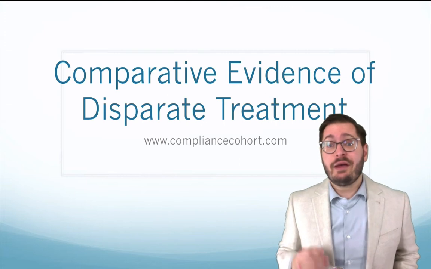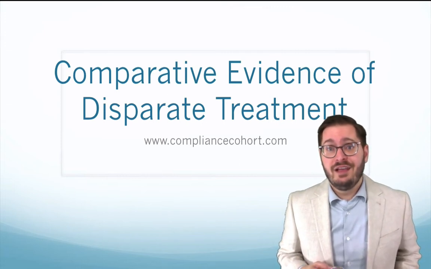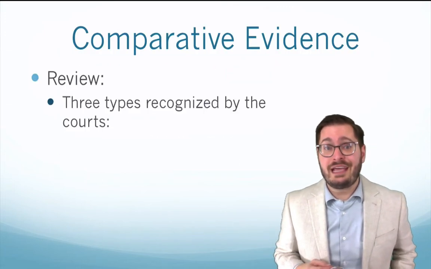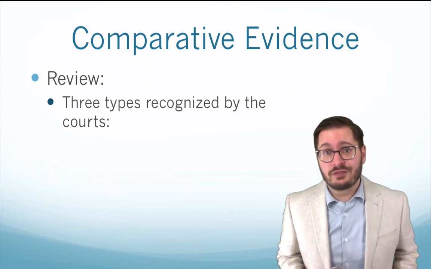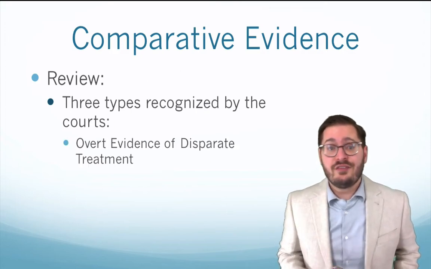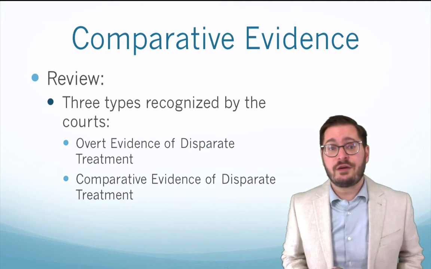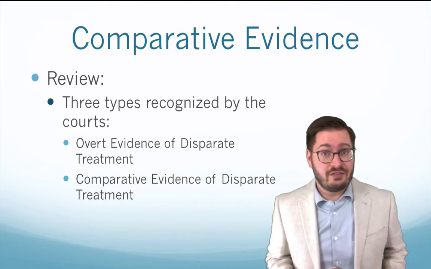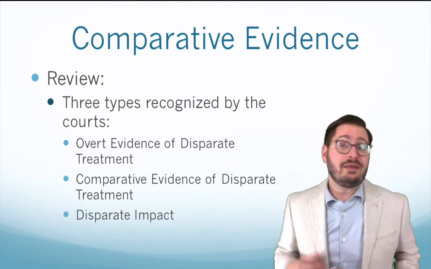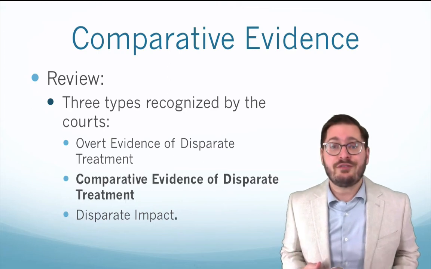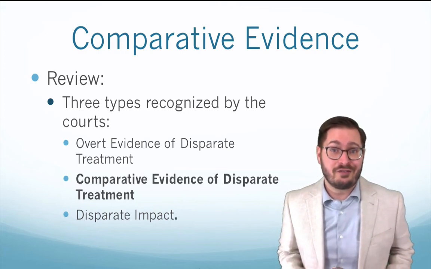Today's topic is comparative evidence of disparate treatment. This is one type of discrimination that is recognized by the courts. There are in fact three types. The first type is overt evidence of disparate treatment. The second type is comparative evidence of disparate treatment. And the third type is disparate impact. Of course, our topic for today is comparative evidence of disparate treatment.